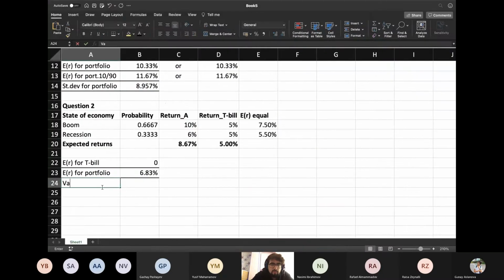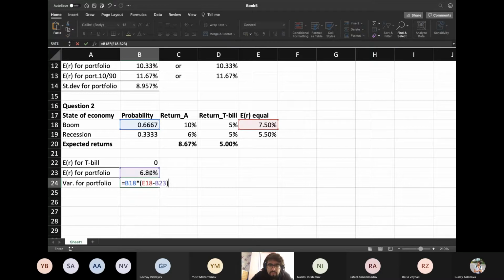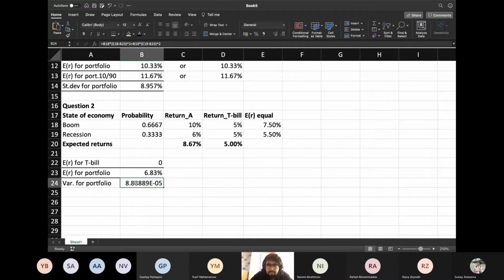Variance of your portfolio. Variance of the portfolio is equal to Boom's probability times, again, expected return in the Boom's case minus expected return of portfolio to the power of 2 plus the same thing for the recession minus expected return on portfolio to the power of 2. This is our variance.